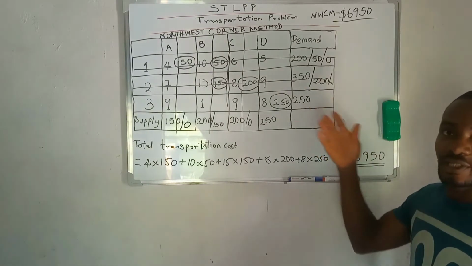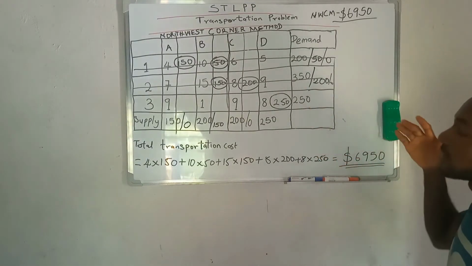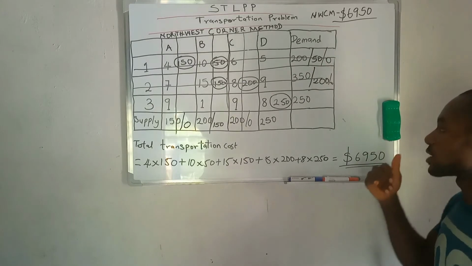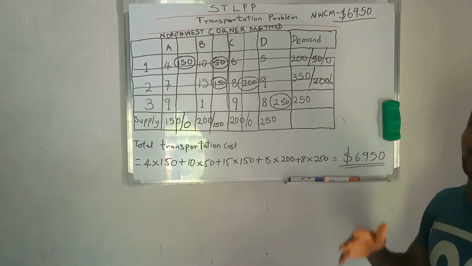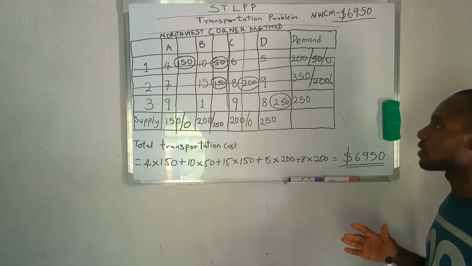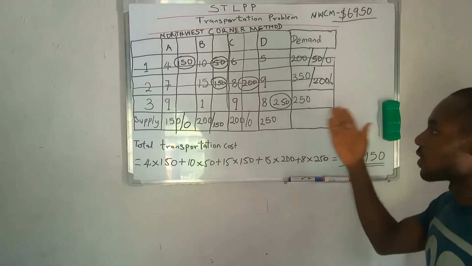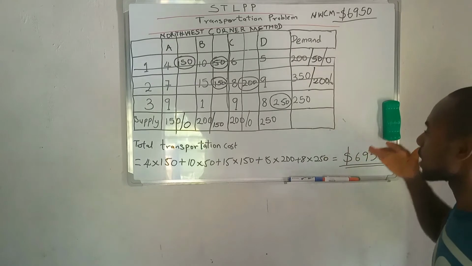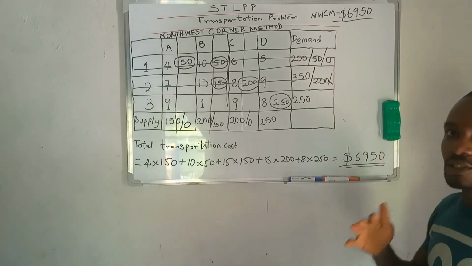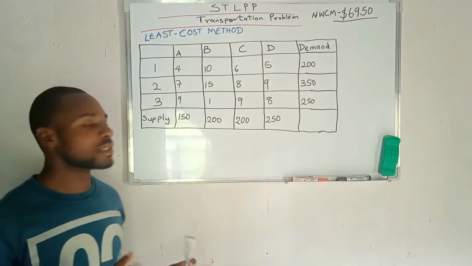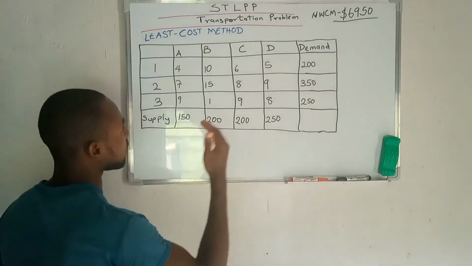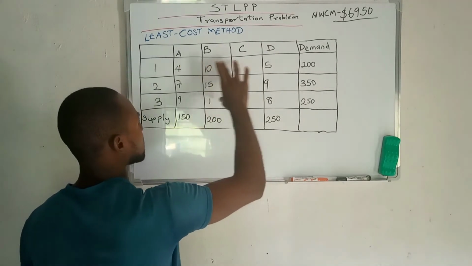We're going to solve the same problem using the least cost method, so that we will know the difference between the northwest corner method, the least cost, and the Vogel approximation method. So I'm going to just wipe off the board, rewrite the question, and then solve it using the least cost method. How do we solve the same problem using the least cost method? In the least cost method, we have all the costs here.